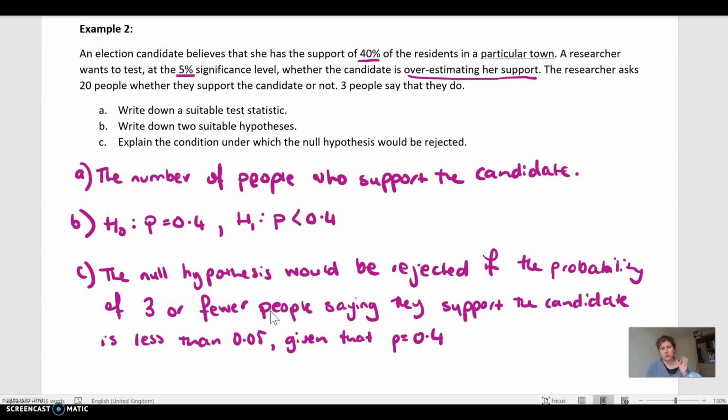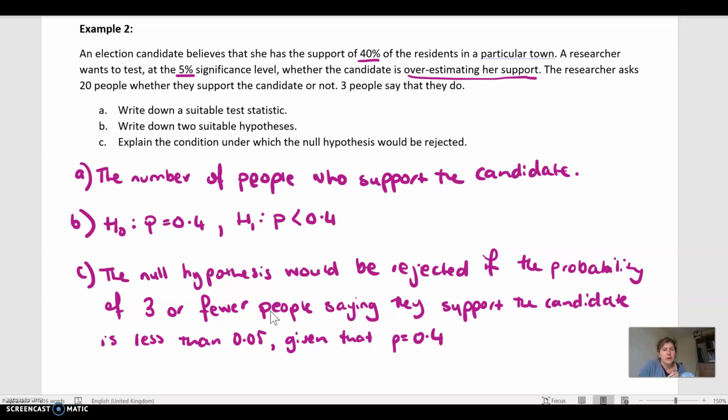Our suitable test statistic, what we're testing for, is the number of people who support that candidate. Our two hypotheses: firstly, the null hypothesis, she thinks that 40% of people support her. So we're testing to see whether she's right, whether that probability is in fact equal to 0.4. If we're looking at an overestimation, we're looking at that probability being less than 0.4. So our alternate hypothesis is that that probability would be less than 0.4 and she would be overestimating.